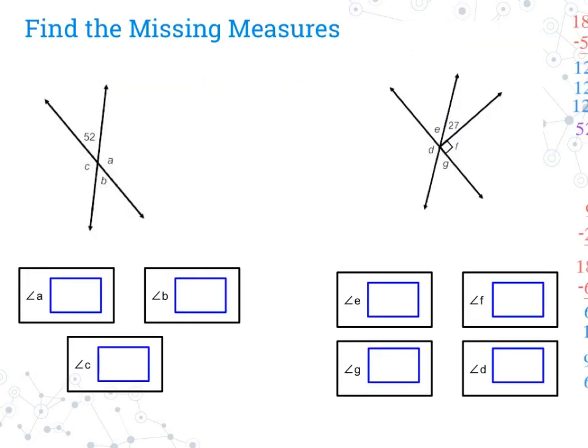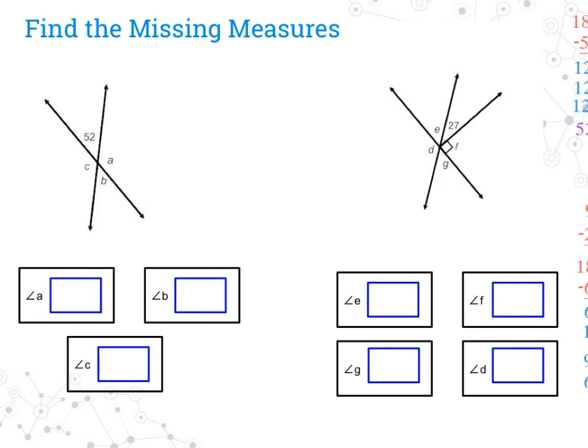So picking up where we left off, we're going to be talking about finding missing measure. Last time we were doing this, we had only one angle to find. This time, we have a whole group of angles to find based on the one angle that they gave us and our knowledge of angle relationships. So in this case, on the first side, they're missing 3 angles and they've given us just one, 52. So we have to use our knowledge of angle relationships and 52 degrees to figure out the other 3 missing angles. So I'm going to start with angle B.